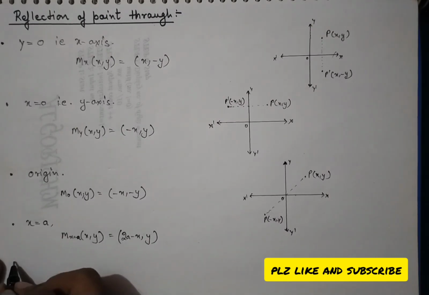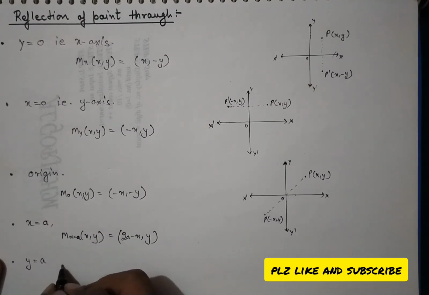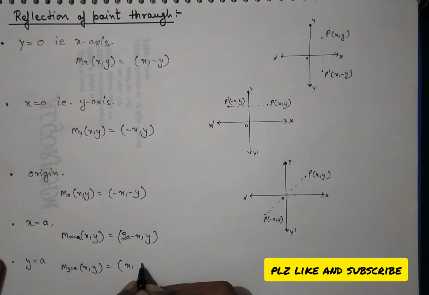And similarly for y, if it is y equals a, then M of y equals a of (x, y) will be equal to (x, 2a minus y).